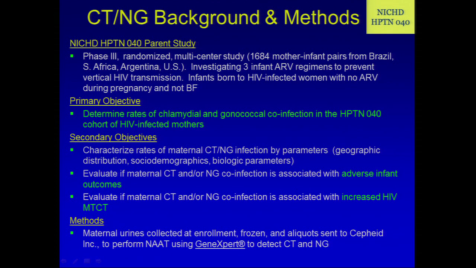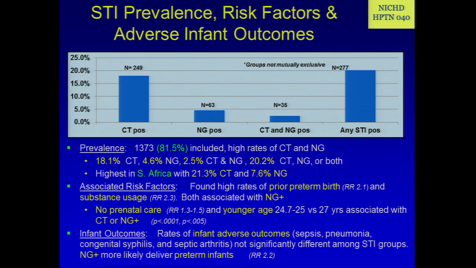In terms of the methods that we used, we looked at the maternal urines that had been collected in the parent study at the time of labor and delivery. They were frozen, stored, and batched, and eventually, when we were doing our study, we sent aliquots to Cepheid in Sunnyvale, California, and they used their GeneXpert platform to look at chlamydia and gonorrhea through nucleic acid amplification testing.